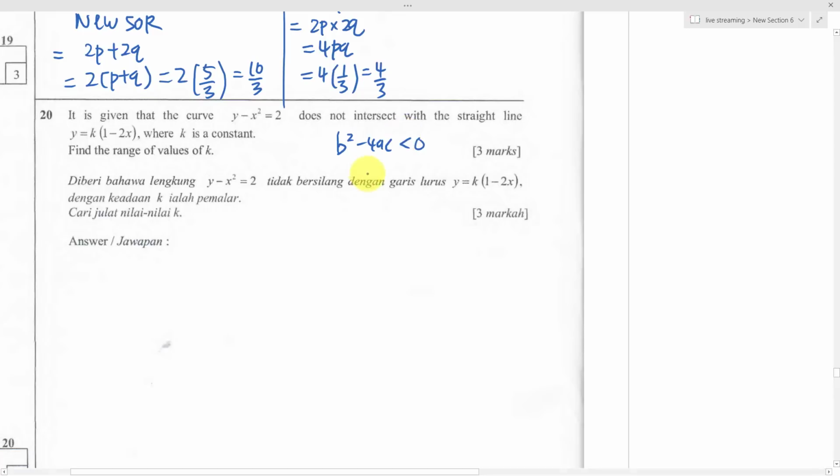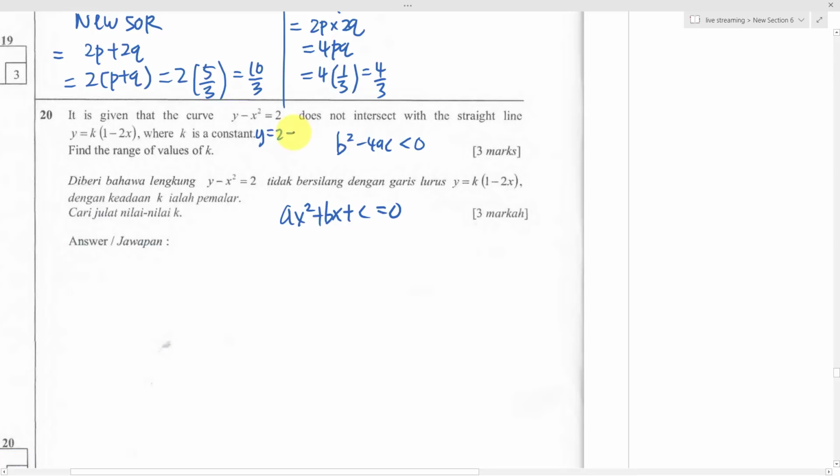For this one, you want to do b squared minus 4ac. But before that, you need to substitute both equations into each other to form the general equation first. Then only can you take out your a, b, and c. So you must substitute one equation into the second, even though they do not intersect. It sounds like you do not need to substitute, but in fact you need to, because you want the general equation to take out your a, b, and c. So I will do the substitution part.